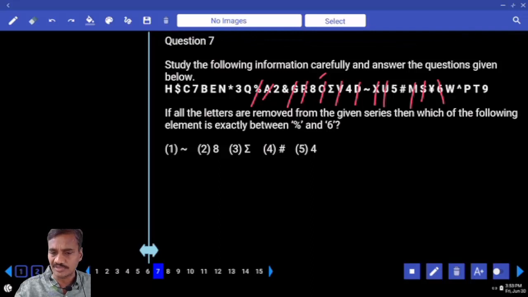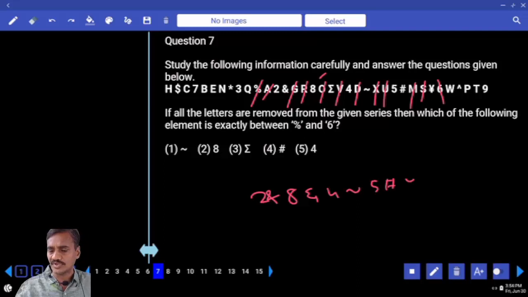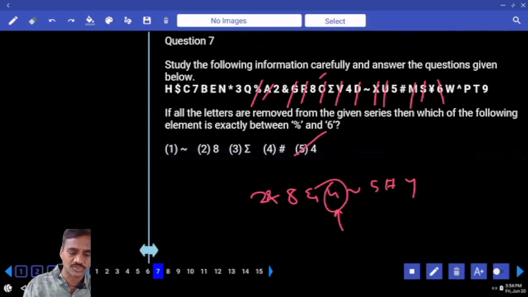Now we are left with the remaining. What are the remaining we have? 2 and 8, 2 and 8, sigma 4 and 5 hash and 1. Then out of which is at the middle 3, 4, 5, 6, 7, 8, 9. Now 1, 2, 3, 4, 5, fifth element that is 4. And 4 that is choice 5.